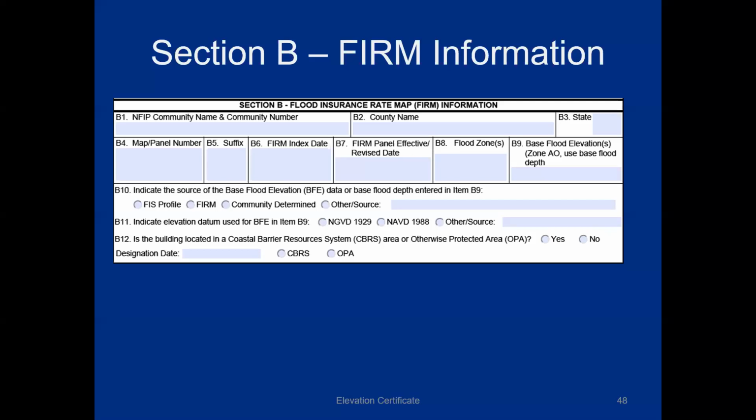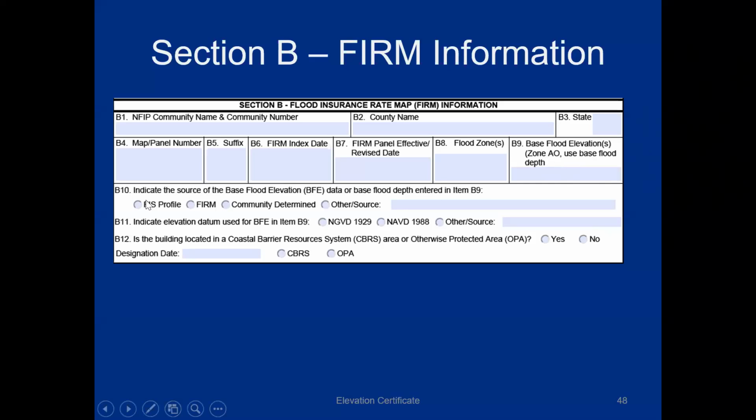And your base flood elevation. Number 9, base flood elevation. For an AO, use the depth. Some communities do have AO zones. I know a lot of the AO zones are going away, but there's still some of them out there.